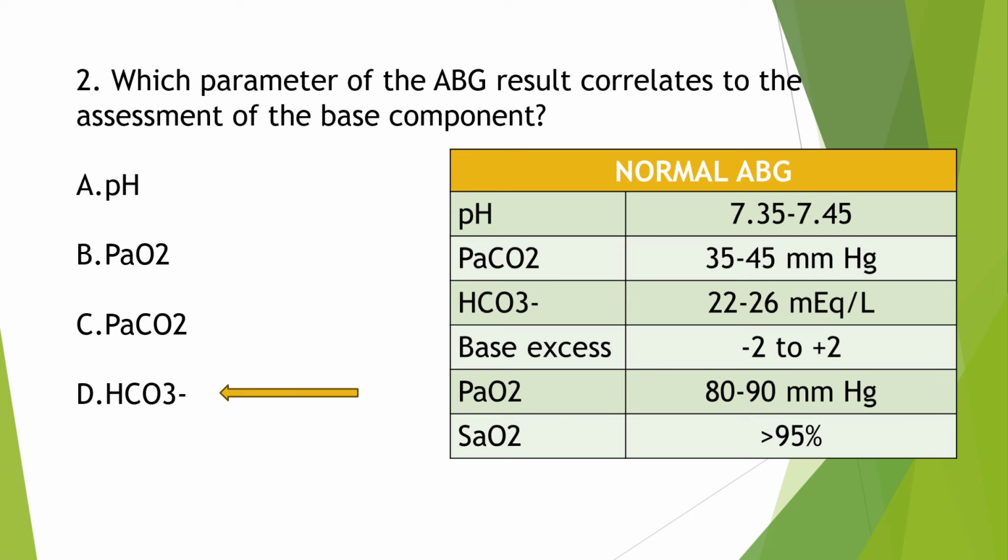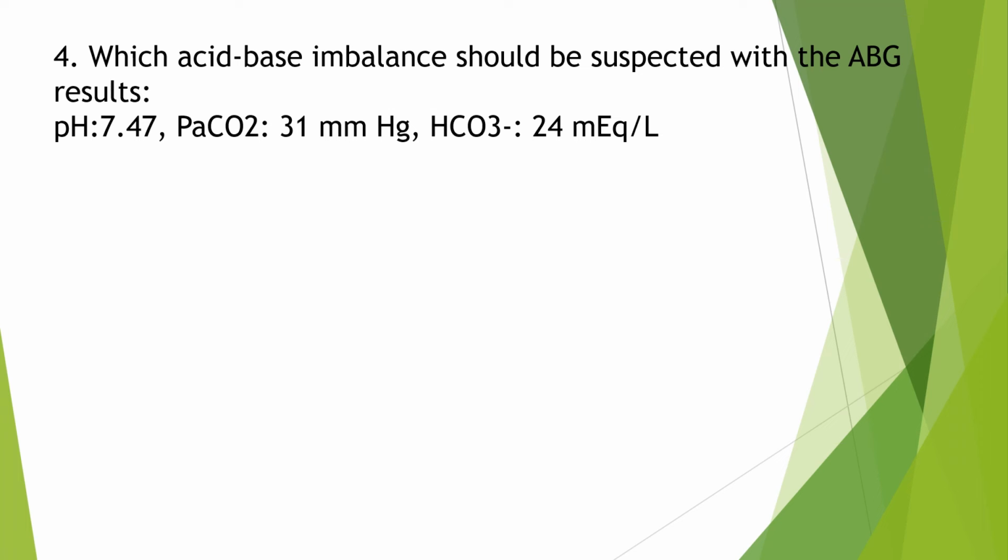Hope you understood this. The third question: which acid-base imbalance should be suspected with the ABG result? You need to check pH. pH is 7.47. That means the pH is more, it is alkaline. Then PaCO2 is 31 mm of Hg. PaCO2 should be in the range of 35 to 45 mm of Hg. Here it is less than 35 mm Hg, that means it is alkalosis.